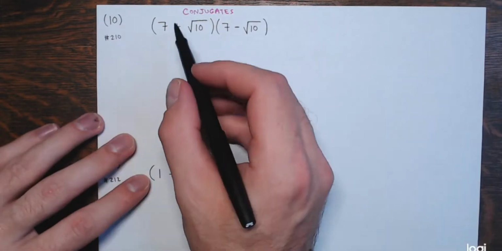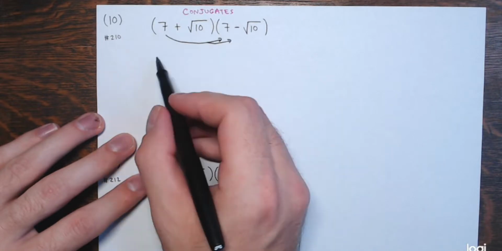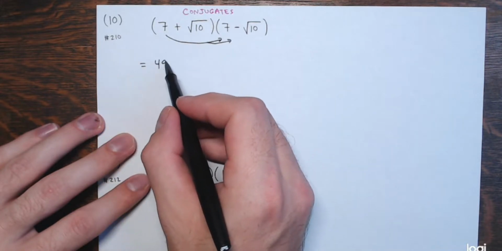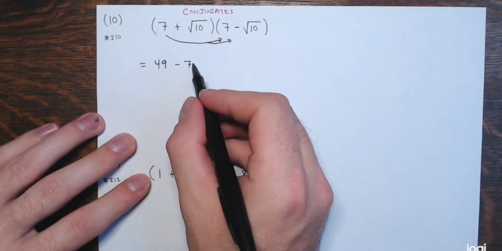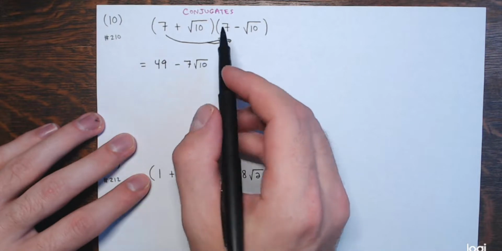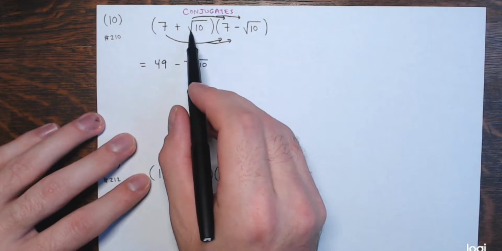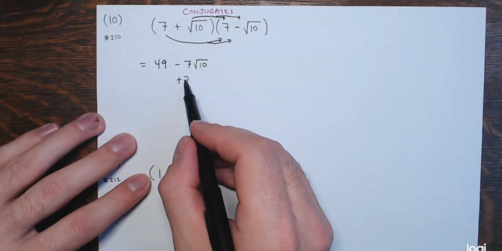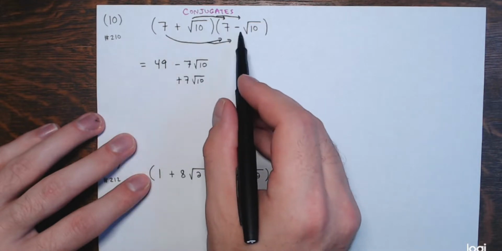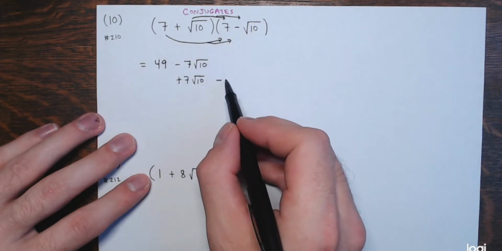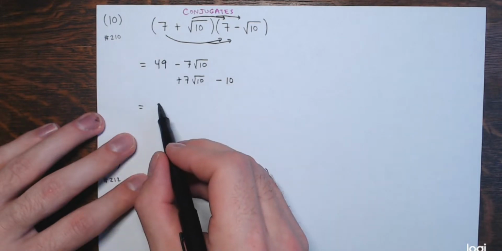So you can still do it the long way. Distribute the 7. 7 times 7 is 49. 7 times negative square root of 10 would be negative 7 square root of 10. And then I move to the square root of 10 and distribute that. So you have positive 7 times the square root of 10. And then positive square root of 10 times negative square root of 10 would be negative square root of 100, or negative 10. And you see I end up with 49 minus 10, which is 39.